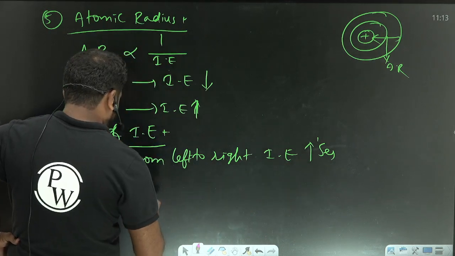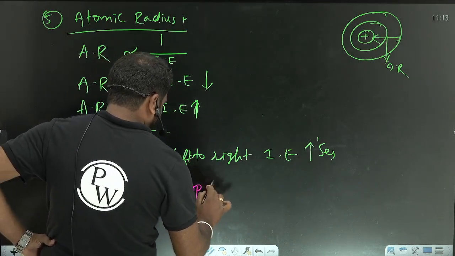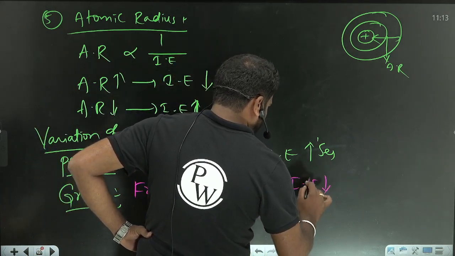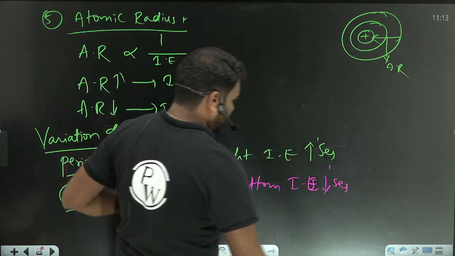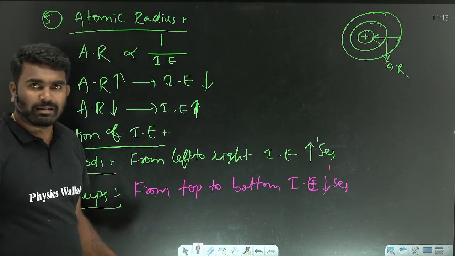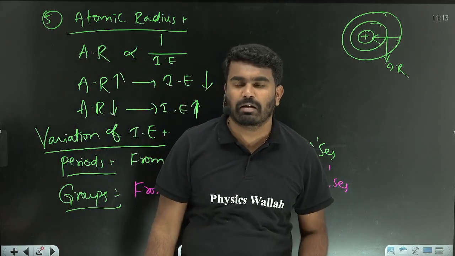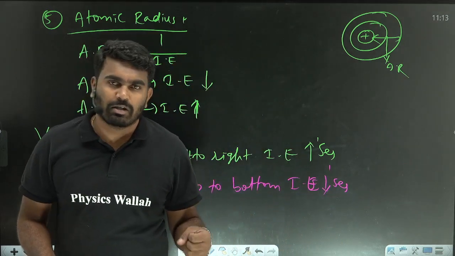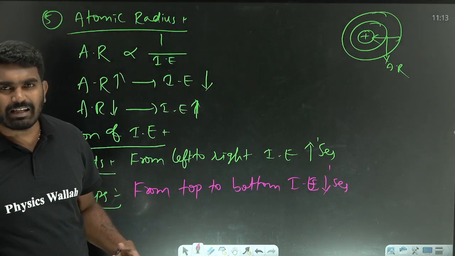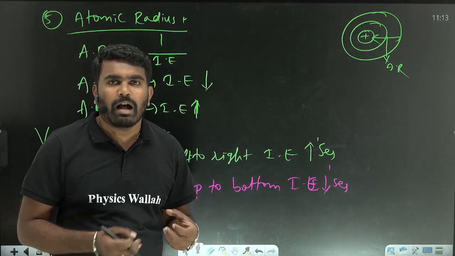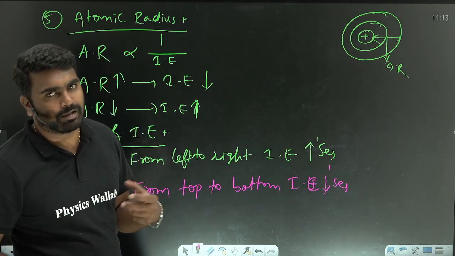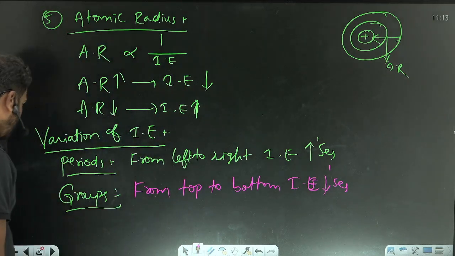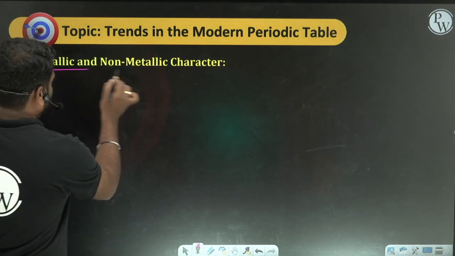From top to bottom, ionization energy decreases. So ionization energy decreases here, because atomic radius increases. As the atomic radius increases, what will happen, beta? The distance between the nucleus and the outermost shell increases, so the attraction between the nucleus and outermost shell electrons decreases. If it decreases, we can remove an electron easily from the outermost shell. This is ionization energy.